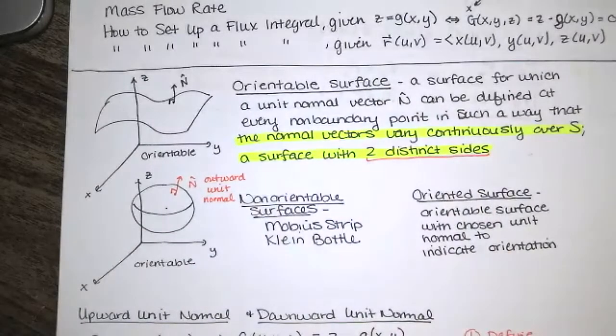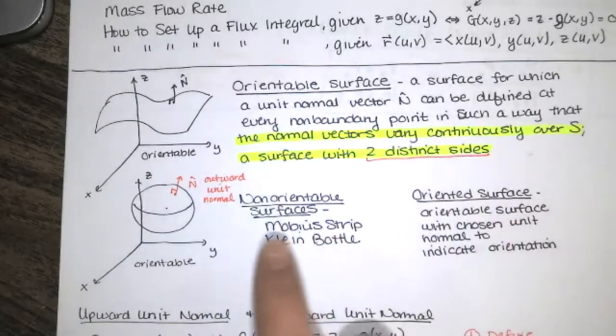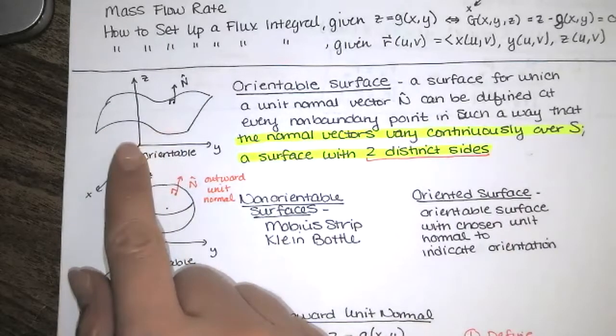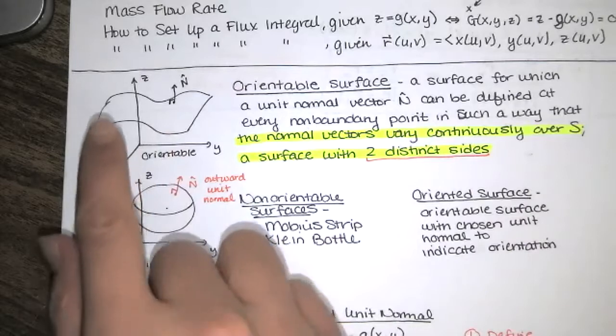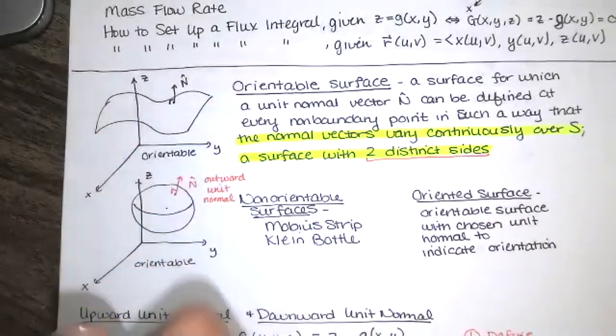So that's what this terminology is all about. Let's define an orientable surface. It's a surface for which the unit normal vector n hat can be defined at every non-boundary point in such a way that the normal vectors vary continuously over S. It's a surface with two distinct sides. That's really the way I think about it. This surface that I draw all the time, this cartoon of a surface, is orientable because that's clearly the upside, it's the top, and the bottom is below it.